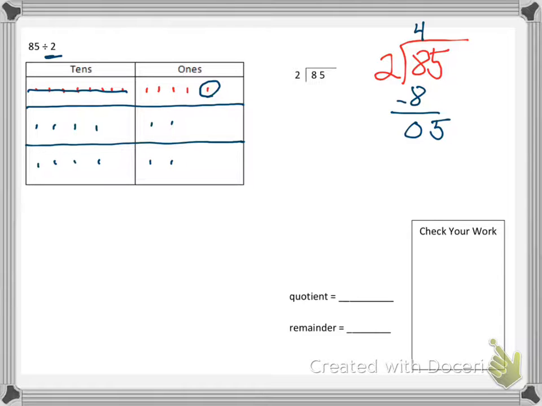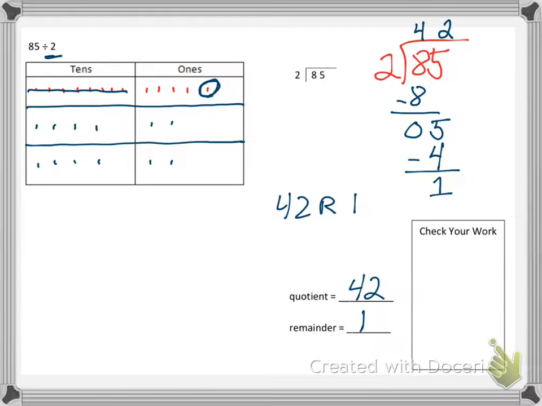We are going to 5 ones. It goes 2. And 2 times 2 is 4 with a remainder of 1. And that's what we have here, a remainder of 1. So we have a quotient of 42 and a remainder of 1. So 42 remainder 1. That would represent this problem here.